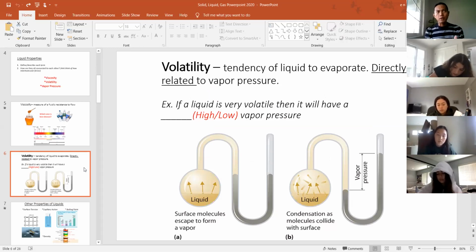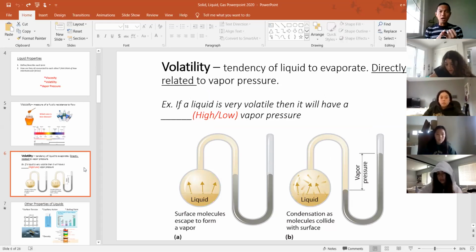The second and third ones are also connected to each other. A way to visualize this, what we used as an example, would be gasoline. If you spill gasoline, it tends to evaporate quickly, meaning it's very volatile. So volatility is the ability to evaporate. And the way to connect that to vapor pressure is if they evaporate quickly, then that means there's more gas being formed, so there's greater vapor pressure. So key points: volatility is directly related to vapor pressure. The more volatile something is, the more gas is being formed, so the higher the vapor pressure.